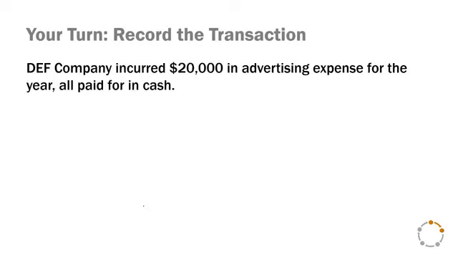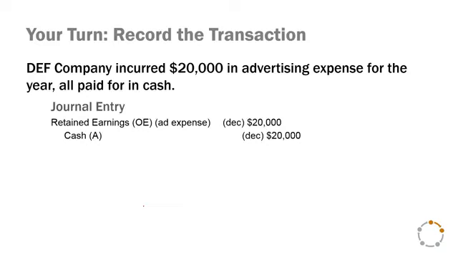Next transaction. DEF Company incurred $20,000 in advertising expense for the year, and it paid for it all in cash. Take a few minutes. I bet you can do this one. Give it a try, then come back and we'll see how it went. How did it go? Let's take a look. First, the journal entry. We're recording an expense for the year, so that is a left-hand side to the retained earnings account. We're making a notation that this was advertising expense, and we're recording a right-hand side to cash, or a credit to cash, because we paid for the advertising in cash.